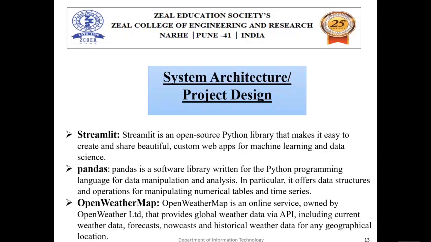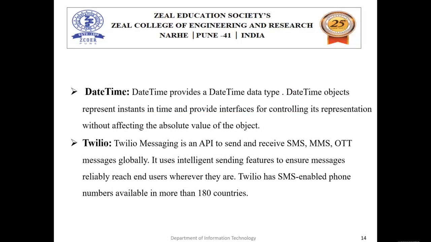As well as we use OpenWeatherMap, which is an online service owned by OpenWeather Limited that provides global weather data via API, including current weather data, forecast, nowcast, and historical weather data for any geographical location. The company provides a minute by minute hyperlocal precipitation forecast for any location.